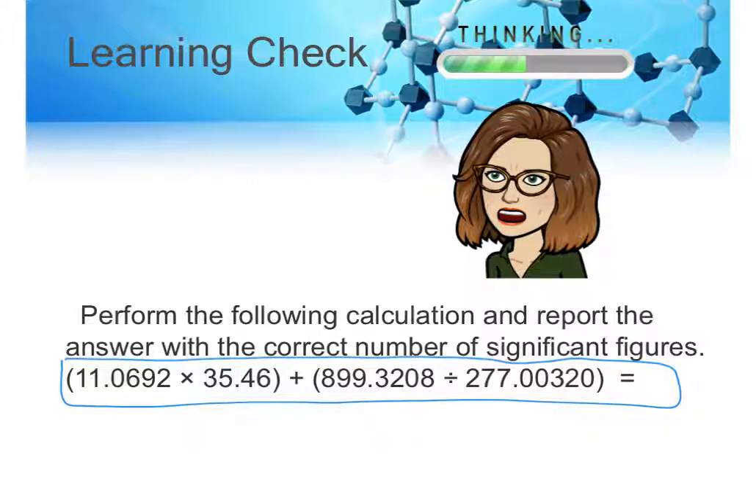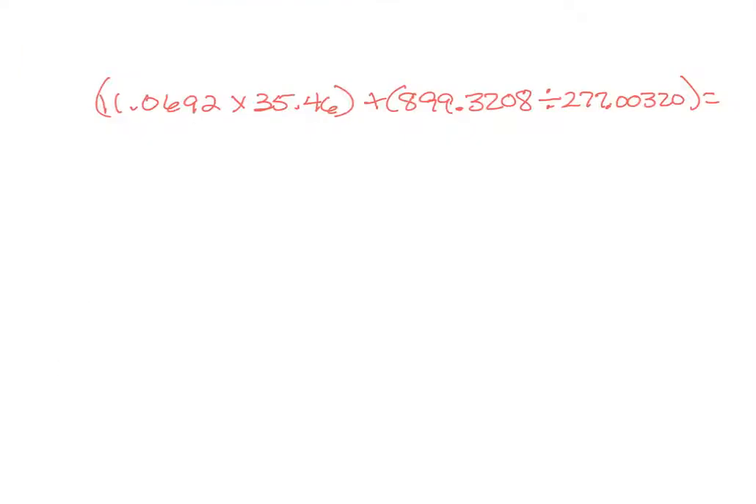.069 times 30 plus 890 divided by 277. Alrighty, so I just rewrote it here. Always, of course, math operations do what's in the parentheses first. I'm going to, as I always do, include a bunch of extra digits until the end.